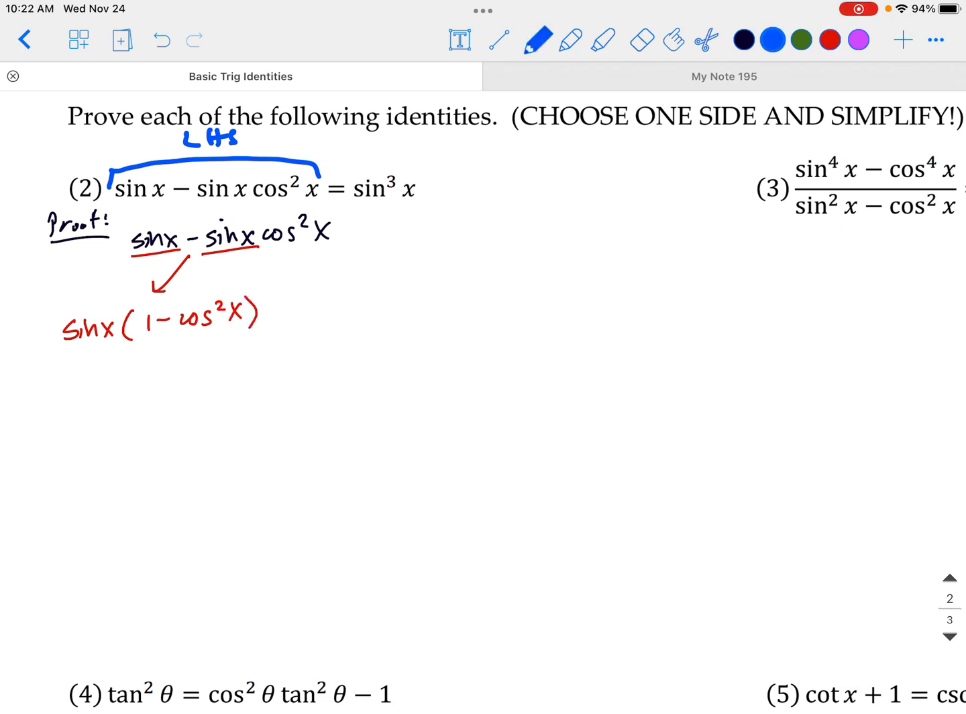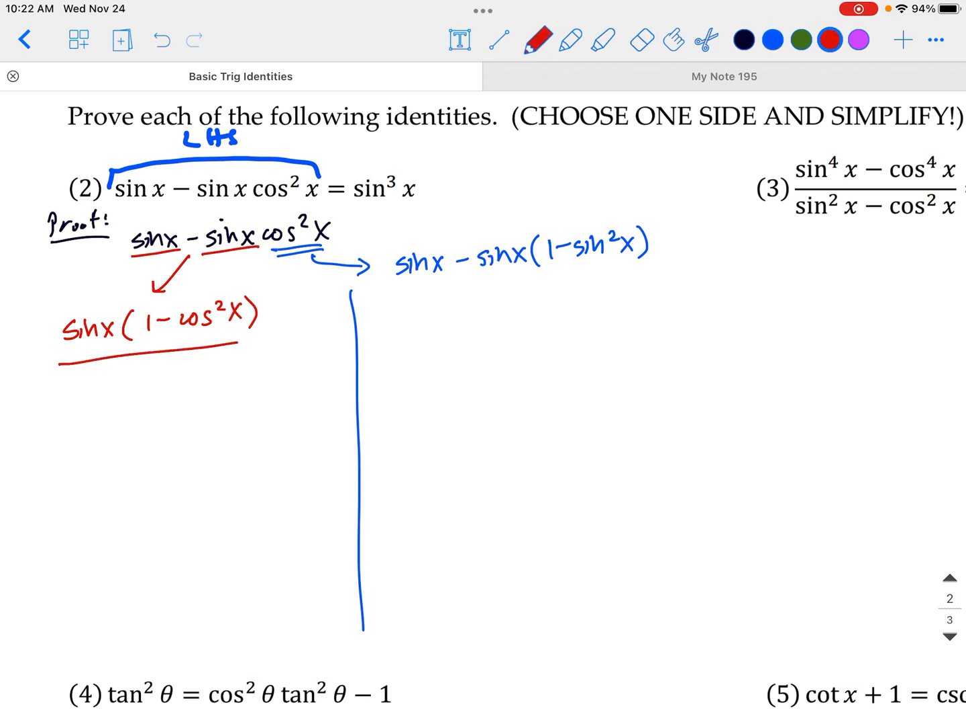But there's also, if we notice, a cosine squared. So alternatively, kind of as a different pathway, we could write this as sine x minus sine x times, well, cosine squared from the Pythagorean identity that we started the notes with is 1 minus sine squared x. So I'm actually going to write 2 different proofs here.